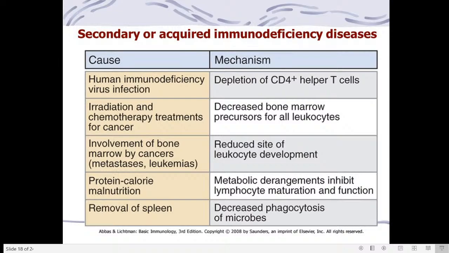In that way we have different causes. First is human immunodeficiency virus, or it may be a chemotherapy effect. It may be bone marrow based cancer, involvement of bone marrow by cancers as metastasis or leukemias. And protein calorie malnutrition also makes an immunodeficiency, and removal of the spleen also makes an immunodeficiency.